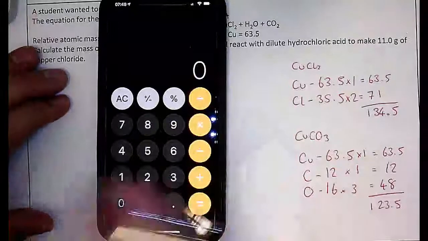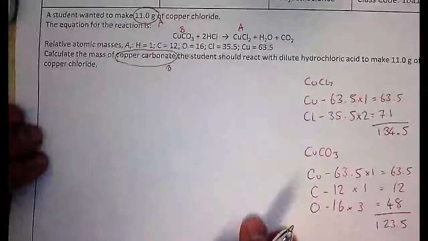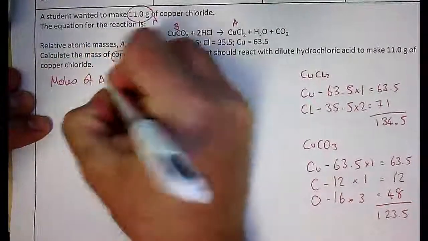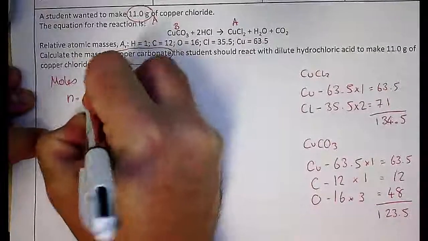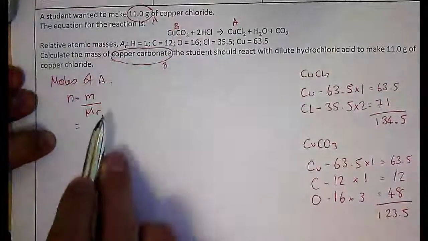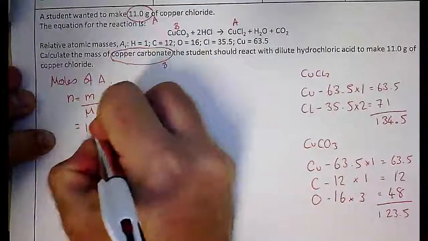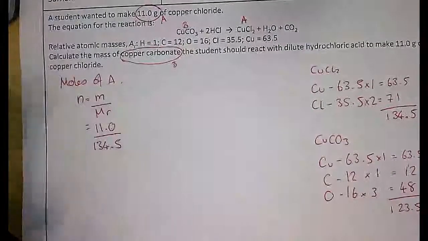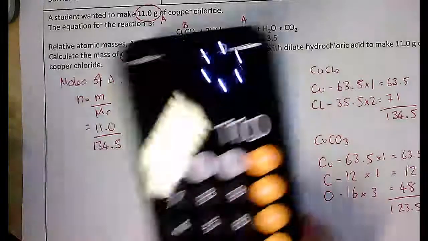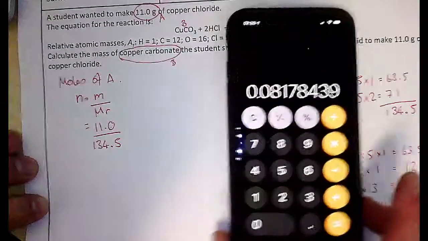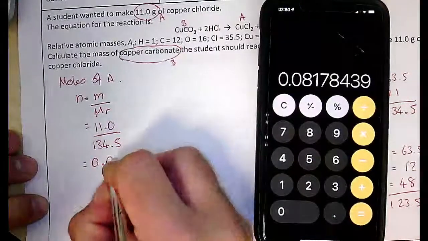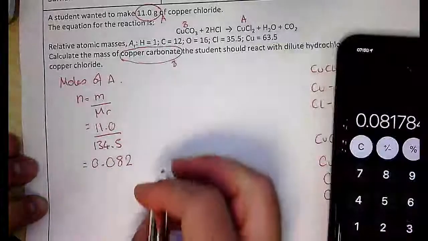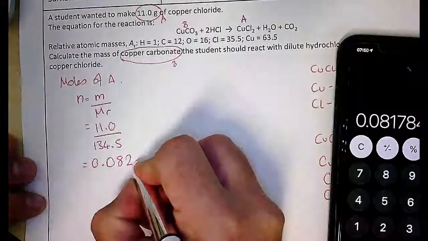It's useful to get these out of the way so you can concentrate on the tricky part of the calculation. So I'm going to work out the number of moles of substance A now. Moles of A, and I'm going to use the equation: number of moles is mass in grams over relative formula mass. So my mass in grams was 11.0, and my relative formula mass that I calculated earlier was 134.5. Back to the calculator: 11.0 over 134.5 gives me 0.082. I'll leave this in my calculator, but I'm just going to write it to 2 significant figures over here. Really, I should probably have done it to 3, but we won't worry about that for now.